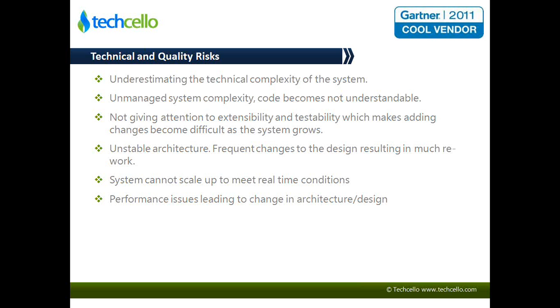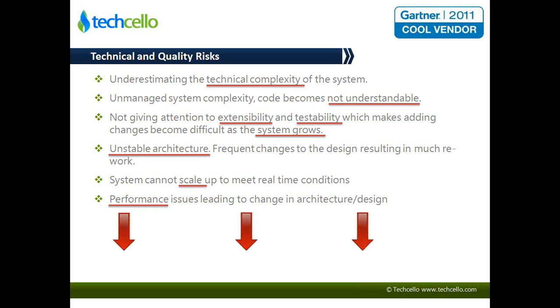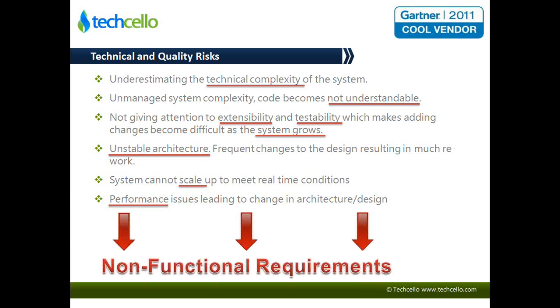And then focusing on the extensibility, testability aspects, the architecture itself should be stable. And the system not being able to scale up, meeting real-time conditions, and performance issues that may pop up within the product or the application. So if you notice all these keywords that we talk about, they all boil down to one important aspect, which is the non-functional requirements of a project. Because all these things are pretty much common and can be applied to any kind of a project, any kind of an application. And same is the case with non-functional requirements.